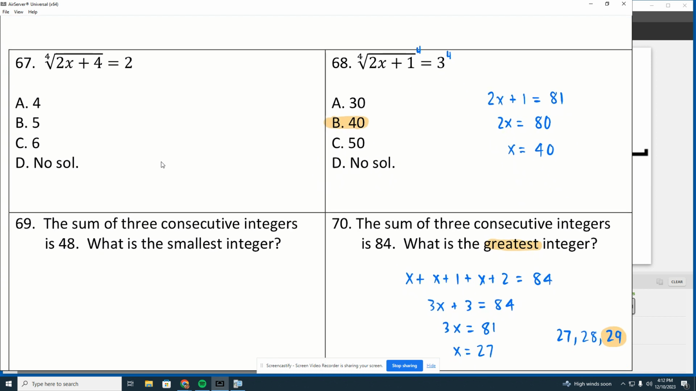Okay, number 7. Same thing. If you look at this, though, it just has the fourth root, so I need to raise both sides to the power of 4.